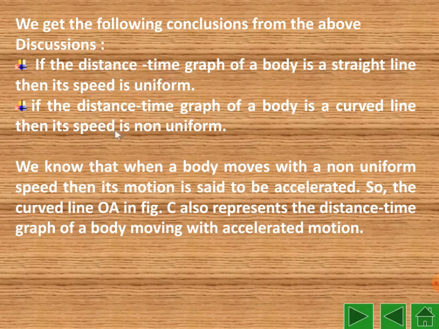Got it? If the distance-time graph of a body is a curved line, then it will represent what? Non-uniform motion. We have already learned this one. We know that when a body moves with non-uniform speed, its motion is said to be accelerated motion. Acceleration may be of two types, as I told you: positive or negative. So the curved line OA in figure C also represents the distance-time graph of a body moving with accelerated motion, because the graph was curved, right?